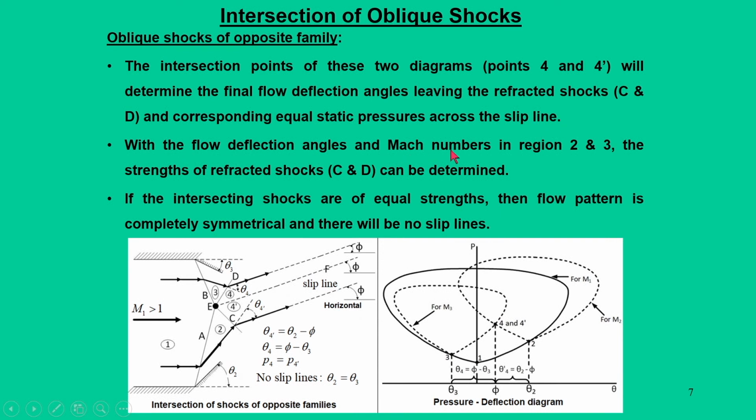Now, with the flow deflection angles and Mach numbers in the regions 2 and 3, the strength of the refracted shocks can be determined. Now, if the intersecting shocks are of equal strength, then the flow pattern is completely symmetrical and there will be no slip line. It is an analogous situation, so that there will not be any slip lines and both the streamlines will be ideally horizontal.